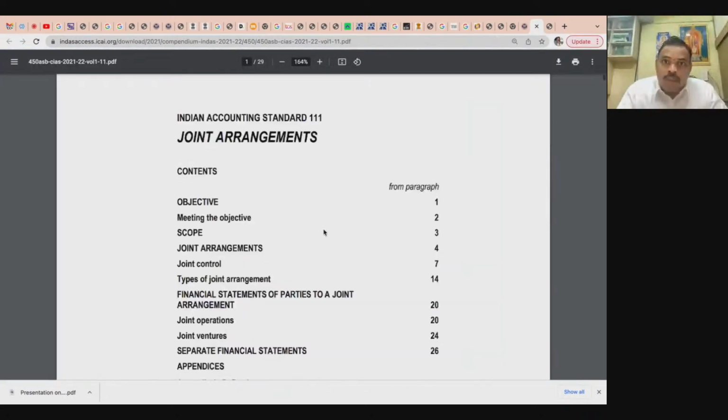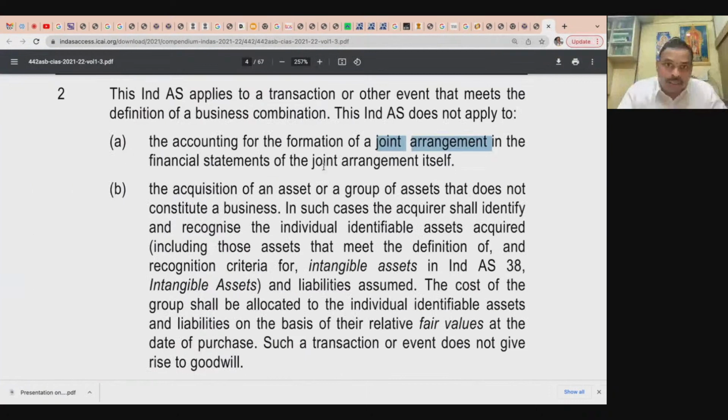So 111 will speak about joint arrangement. It doesn't speak about this. So therefore, even though jointly you do business, 103 is not applicable, you have to go to 111.